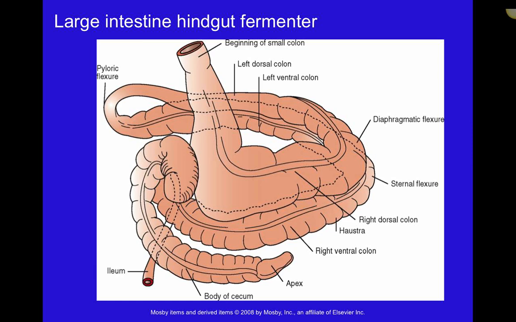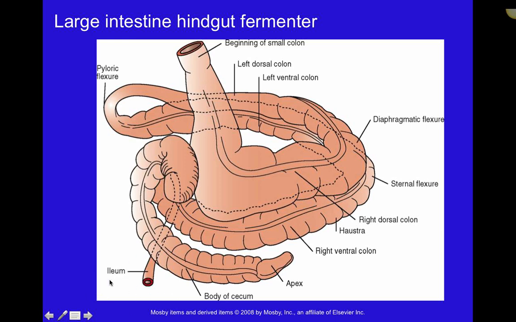This is another good one to know. So this is the large intestine hindgut fermenter. This in particular is the horse, but they are more or less the same between species. So we have the beginning of the small colon, and then we have the right dorsal colon. Oh, sorry, I'm coming at it the wrong way. My apologies. That's the caudal aspect. So this would be the cranial aspect.